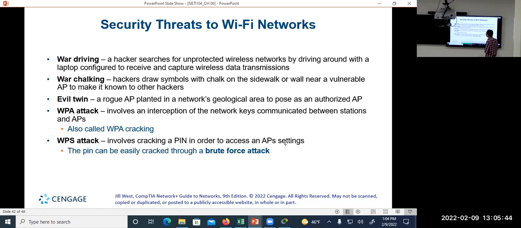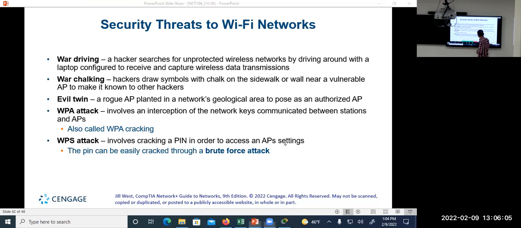He can also do war chalking. The hacker draws a symbol with chalk on the sidewalk or near the vulnerable access point to let other hackers know. This one is the most common here, even the evil twin.